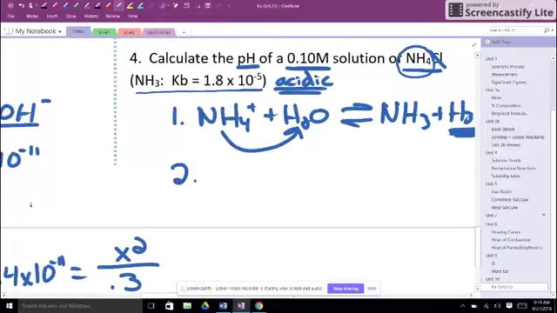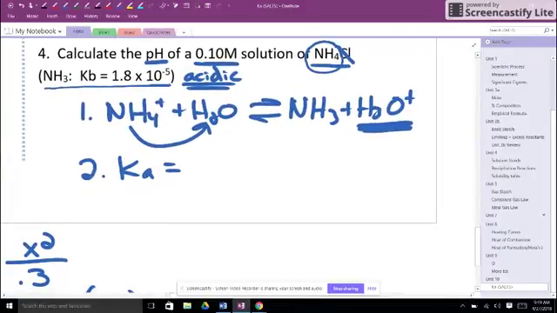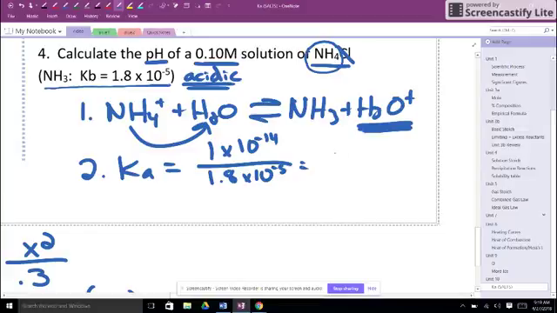Step 2, we need to solve for a Ka here since this is an acid problem. Now, the Kb here was 1.8 times 10 to the negative 5th, which led to our conjugate. So I'm going to do the Kw on top, 1 times 10 to the negative 14, divided by the Kb, 1.8 times 10 to the negative 5, and that means Ka is going to equal 5.6 times 10 to the negative 10.